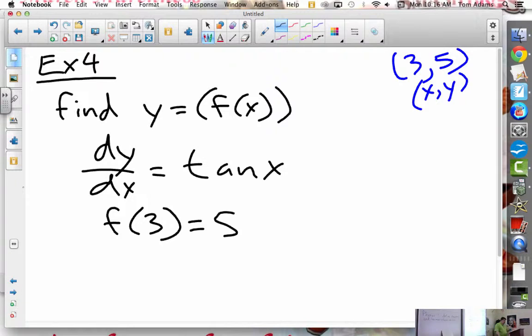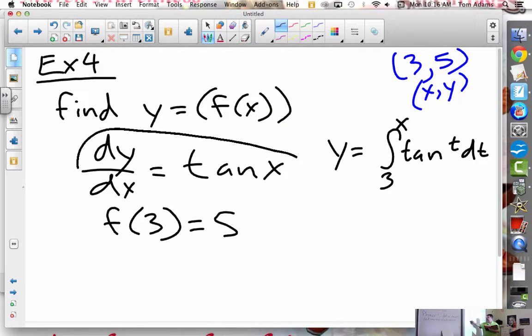Or we could apply the Fundamental Theorem of Calculus, which tells us that y is equal to the integral from 3 to some value x. X could be arbitrarily bigger than 3, if we want it to be, of tangent of t dt. So now, if I take the derivative of both sides, it should be this.